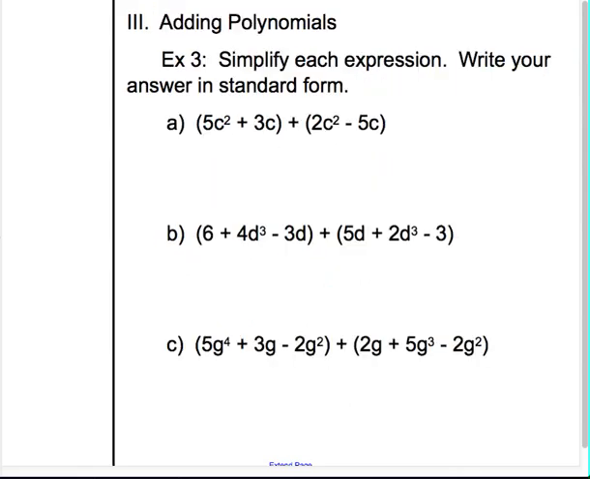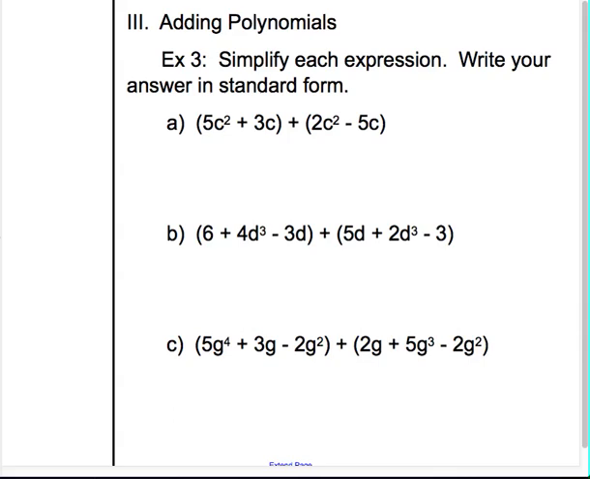And the last example we're going to take a look at is adding polynomials. And you already know how to do this. This is just combining like terms. There are two different ways to look at combining like terms. One is adding it horizontally, the way that I have it set up on this slide.